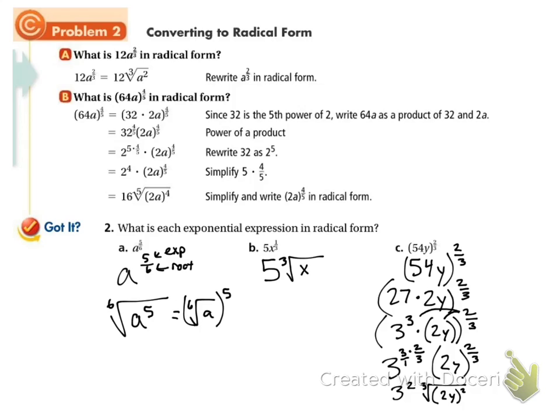The last thing I could do is I could simplify that 3 squared up front, make that a 9. 3rd root of 2y squared. And that would be my final answer. So it's a bit of a process. I would suggest that you rewind this and watch that over again. It's a good methodical way to do it.